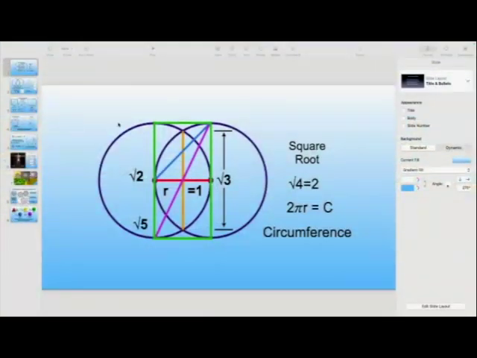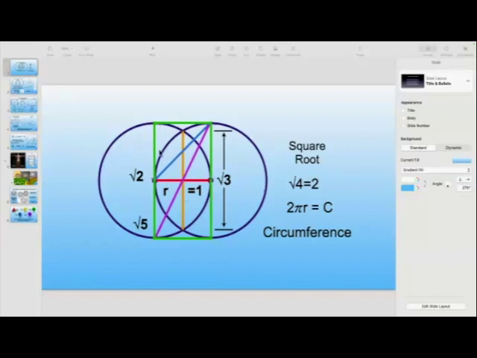And here's something. I fixed it so you can see my arrow, where it's pointing. So you can see in the Vesica Piscis, we have the square root of 2 from here to here. The long diagonal gives us the square root of 5. And the height from here to here gives us the square root of 3.